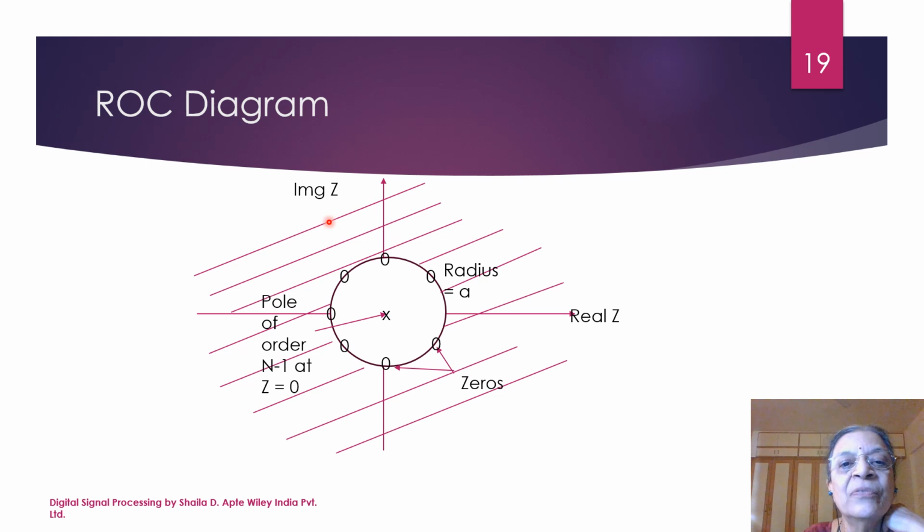So in this case we are drawing the region of convergence like this. It is the area outside this circle with radius equal to a. In this case there is a pole of order N minus 1 at z equal to 0. There are zeros elsewhere, but the zero at z equal to a is cancelled by the corresponding pole.